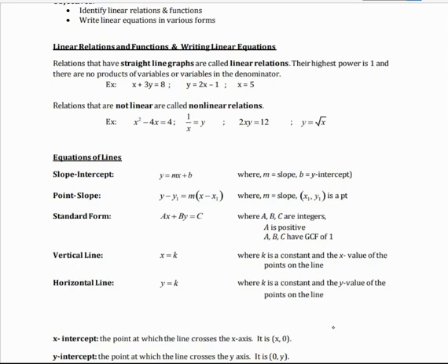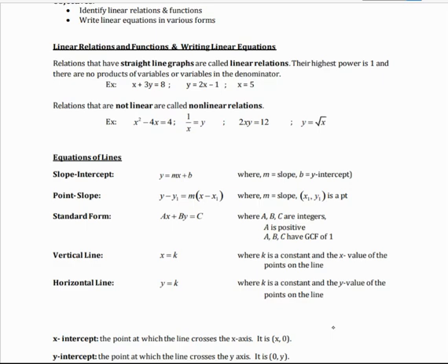graph is going to be a straight line. Okay, relations that have straight line graphs are called linear relations. Their highest power on the variable will be a 1, and there are no products of variables and no variables in the denominator. So if we look at some examples, this first example, let's take a look.